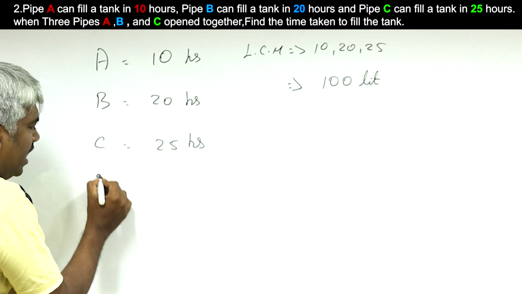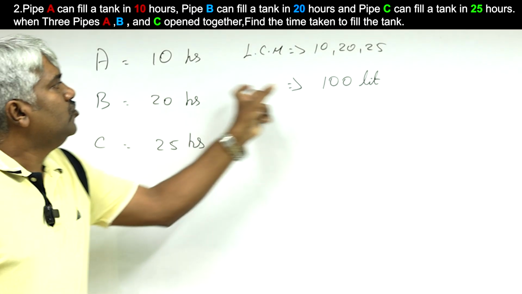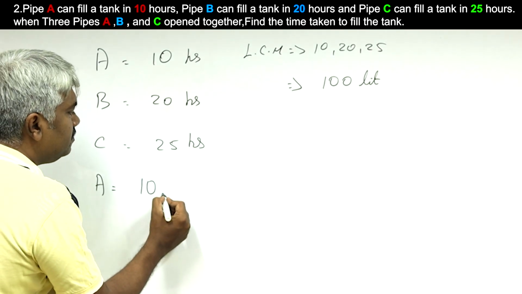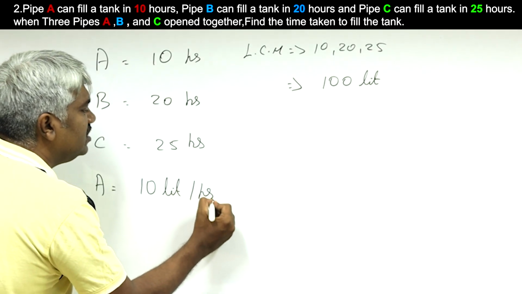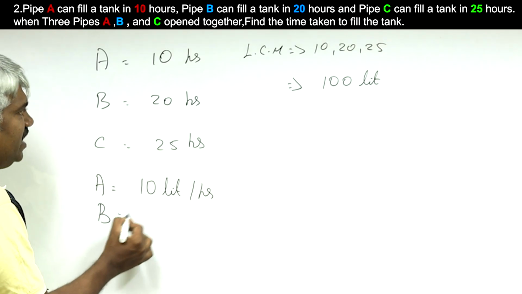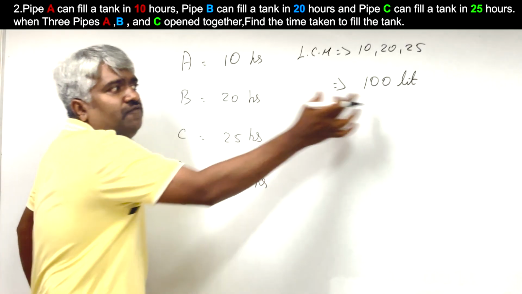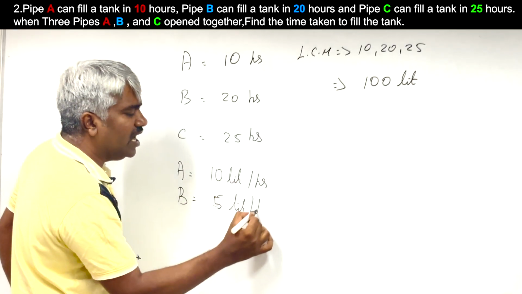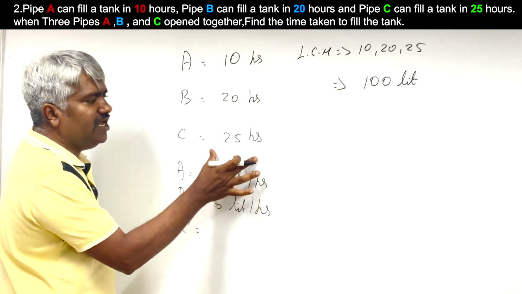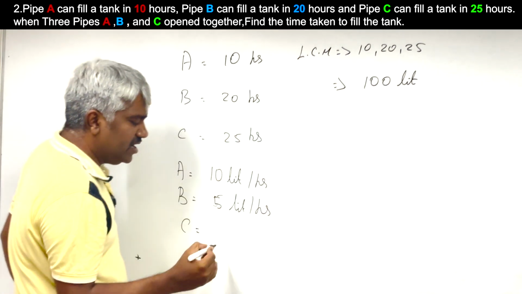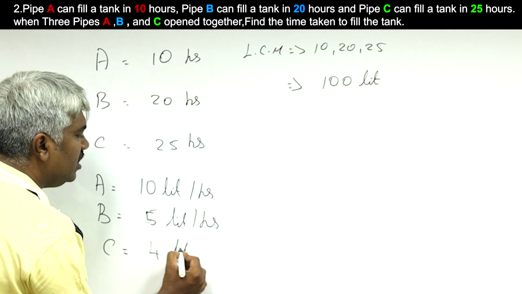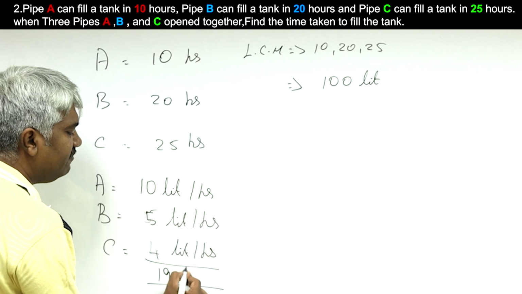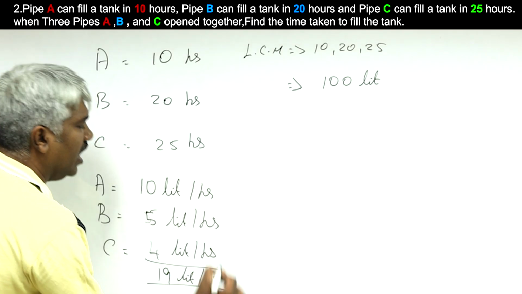Now, pipe A requires 10 hours to fill these 100 liters. So, the amount of liters filled by pipe A in 1 hour is 10 liters. In the case of pipe B, it requires 20 hours to fill 100 liters, which is 5 liters per hour. In the case of pipe C, it requires 25 hours to fill 100 liters, which is 4 liters per hour. Now, when all the pipes are open together, they can fill 19 liters in 1 hour, right?